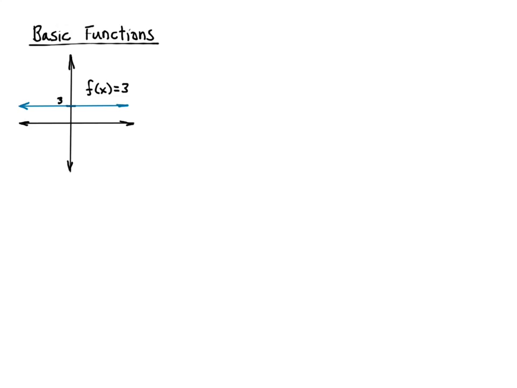So, of course, the ultimate in simplicity for a function is that the function has one value and only one value. So no matter what x is, we get one value. And so that's a straight horizontal line. F at x equals 3.